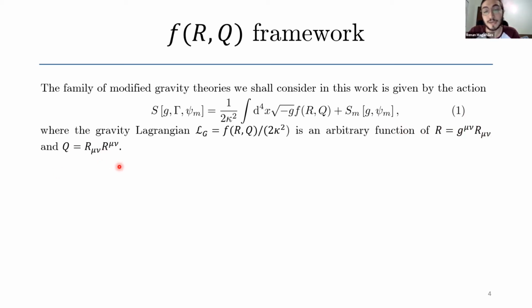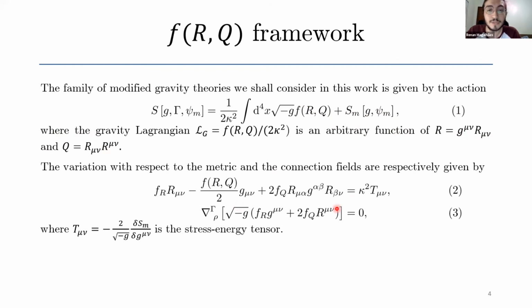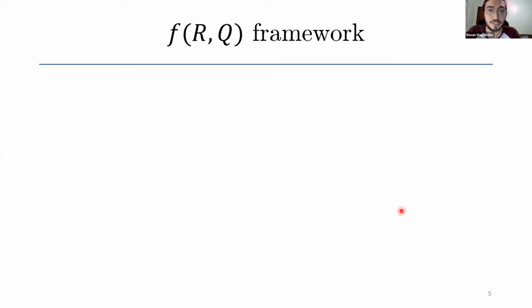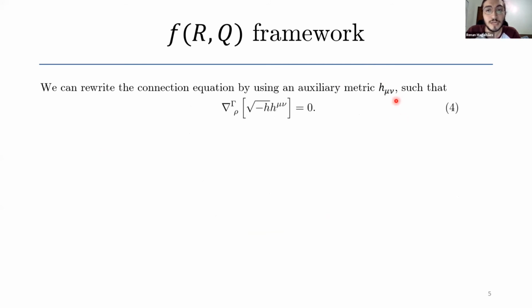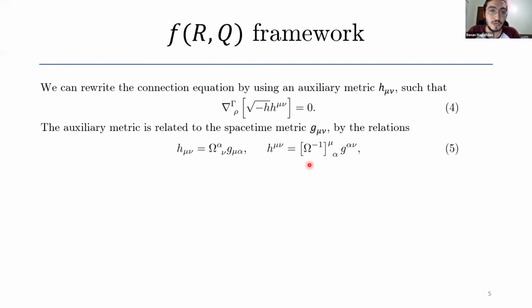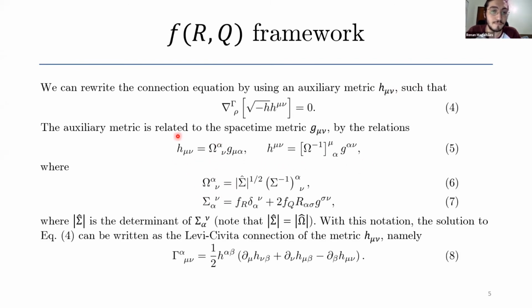Here we will consider the Palatini approach, so that the metric and the affine connection will be treated as two independent fields. Performing a variation of the action one with respect to these two fields, we obtain an equation for the metric, where T_μν is the stress-energy tensor, and an equation for the affine connection. We can rewrite the equation for the affine connection by introducing an auxiliary metric. The relation between the auxiliary metric and the space-time metric g is given by these two relations here. This matrix Omega is the deformation matrix, and in general, it is not a conformal factor.